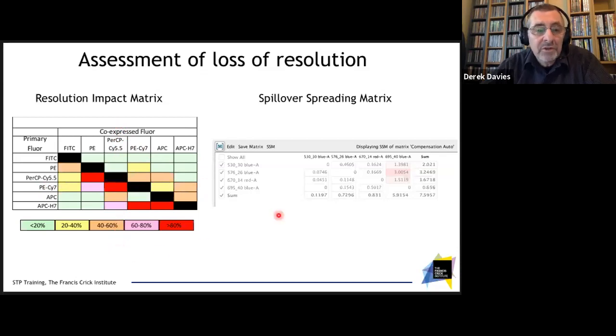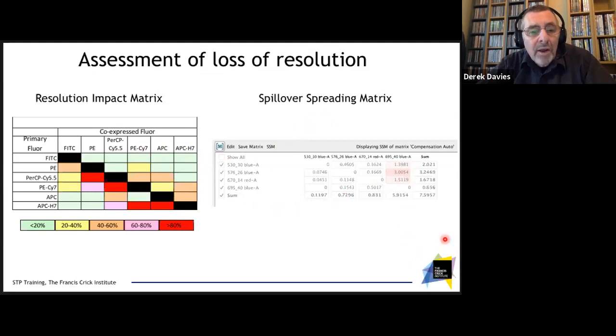If you're used to using FlowJo, we can derive what they call the SSM, or spillover spreading matrix. And this is derived from the compensation matrix. So once you've derived your automated compensation matrix, you click on this SSM, and it gives a very similar pattern to this. Okay, so again, it's color coded. So I probably want to avoid channels where we have a lot of overlap, or certainly avoid co-expressed markers where we have a lot of overlap. So all these are aids to panel design. They're not going to be perfect because that is always going to depend on your particular situation.